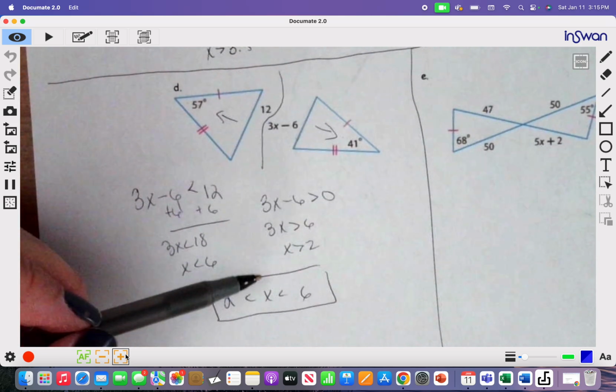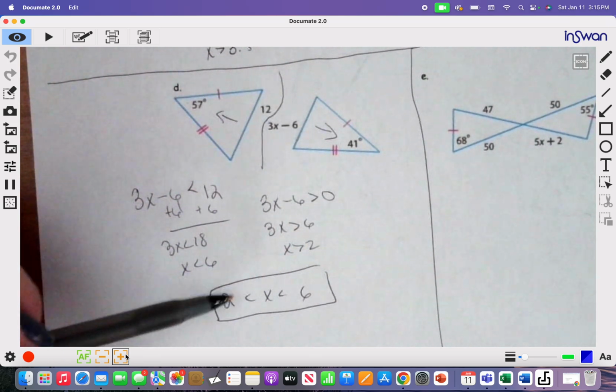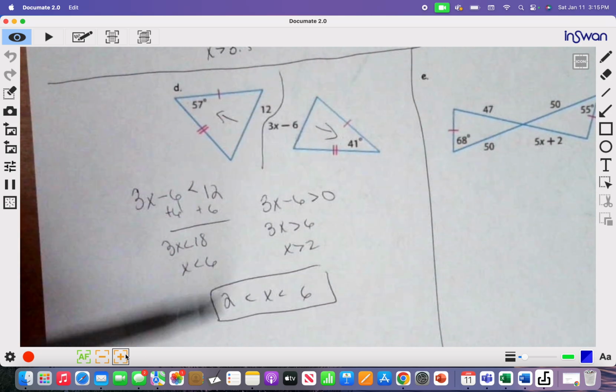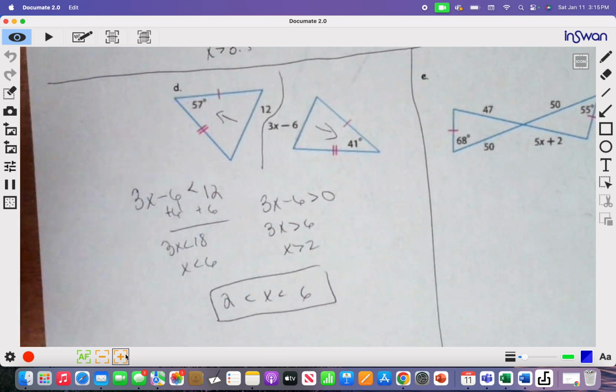So what this compound inequality means is x is any number that's between 2 and 6. Now, if it were whole numbers, and no one's saying that it is, but just if they said it was. If it was whole numbers, then the only numbers that could work here are 3, 4, and 5. But we know that it does not have to be a whole number.